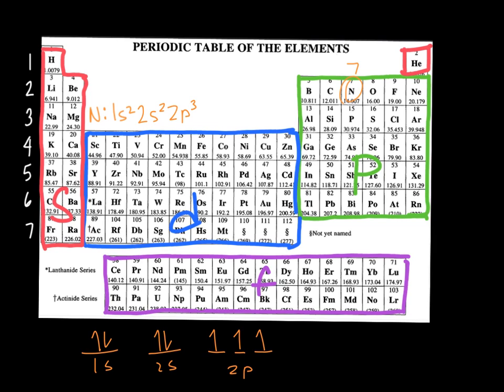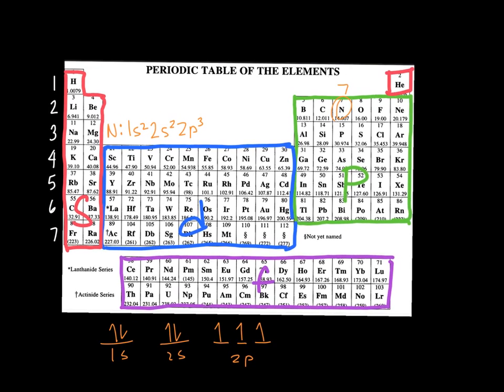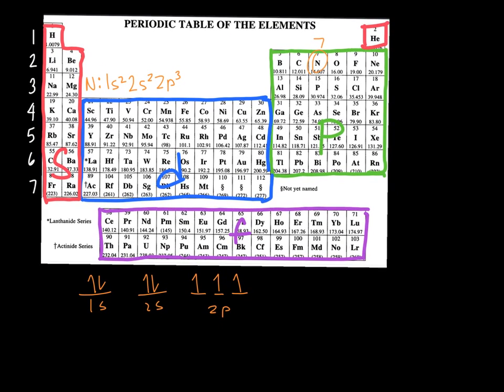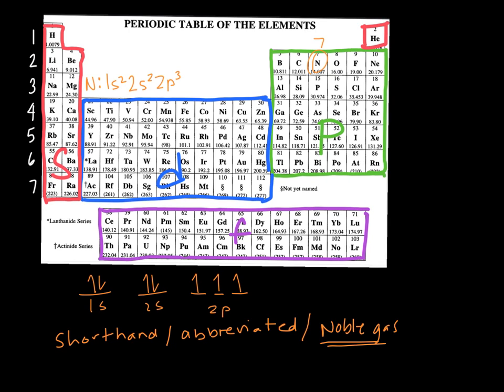Okay, so that's nitrogen. Now, the next type of electron configuration that I want to look at is called shorthand, or it could be called abbreviated, or noble gas. What we do is we use the noble gas that comes before our element. So I'm going to shrink this down a little bit more.